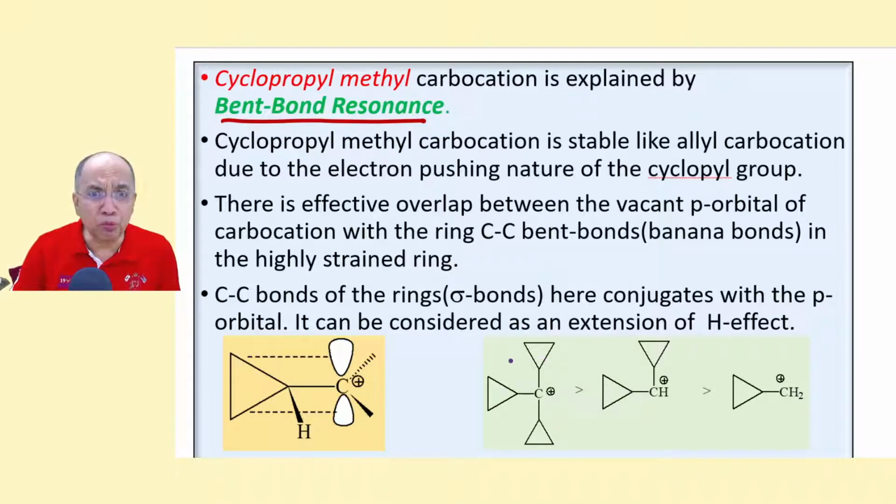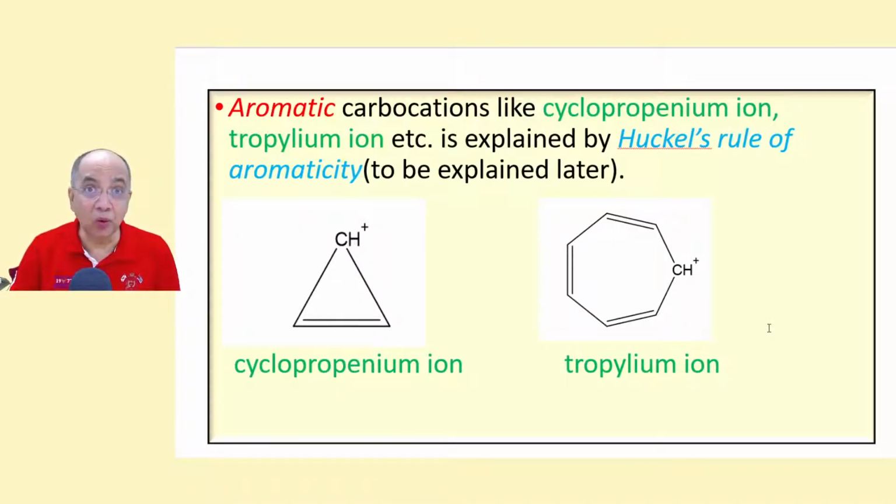And if you put more cyclopropyl rings on the carbon atom, this is tricyclopropyl methyl, dicyclopropyl methyl, this is cyclopropyl methyl. Obviously the stability will be more, as the positive charge will be more delocalized in the three directions of the cyclopropyl rings. Got it? Now, aromatic carbocations are a separate category.